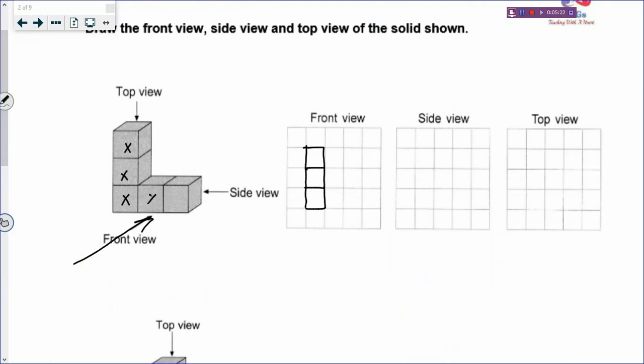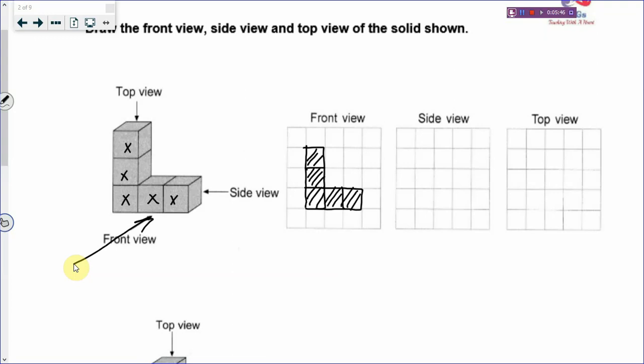And then there are 2 cubes on the bottom right. Okay, 2 cubes on the bottom right. So you need to darken the lines that you are drawing. And after darkening the lines, after you draw the outline of the front view, what I will always do is I will do some shading so that it's clearer. Alright, so that the teacher can see your front view clearly and give you the marks easily.